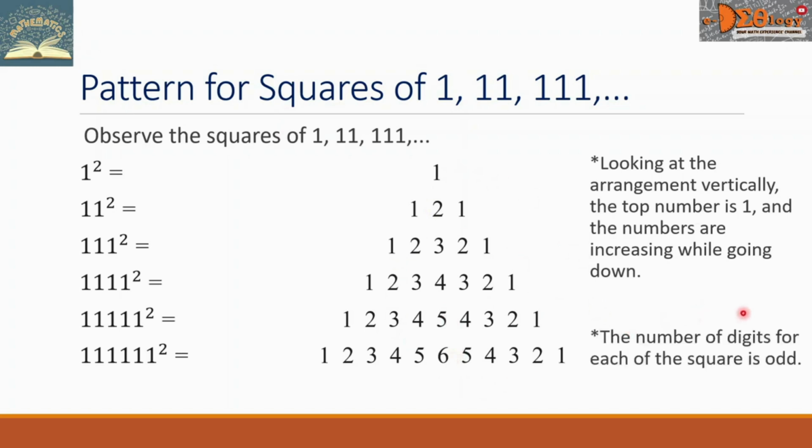The number of digits for each of the square is odd. For 1 square, there is only 1 digit. 11 square, 3 digits. 111 square, 5 digits. 7 digits. 9 digits. 11 digits, and so on.